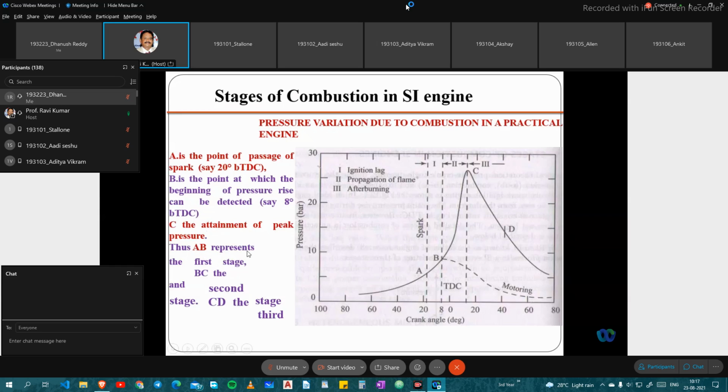Thus, AB represents the first stage, BC the second stage, and CD the third stage of combustion. You can see these stages on the pressure and crank angle diagram.